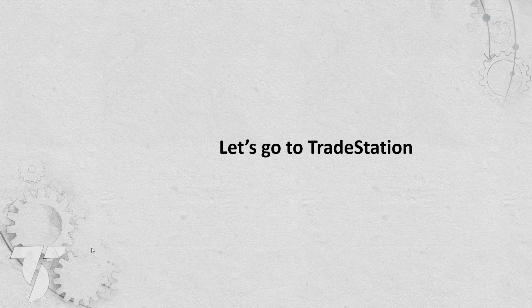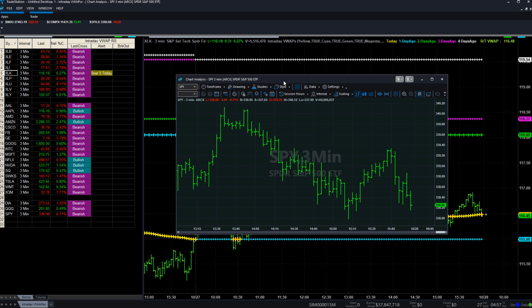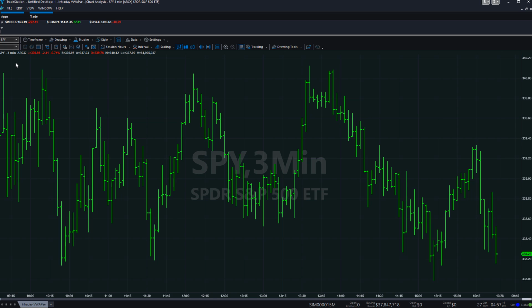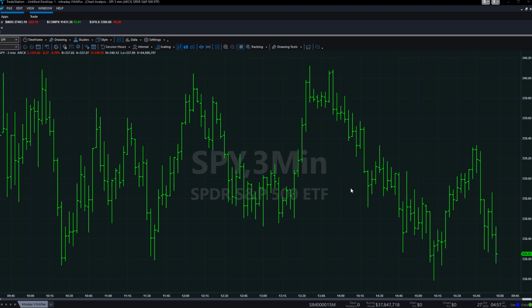All right, so let's go to TradeStation. So the first thing I want to show you is the tools that come with TradeStation automatically. So this is a 3-minute chart of SPY, and I'm going to right click, and I'm going to go to Studies, and I'm going to go to Add Study. And so here in the Add Studies dialog, there's the VWAP estimated right there. And that is the simulated historical VWAP indicator right there. And so I'm going to click OK.